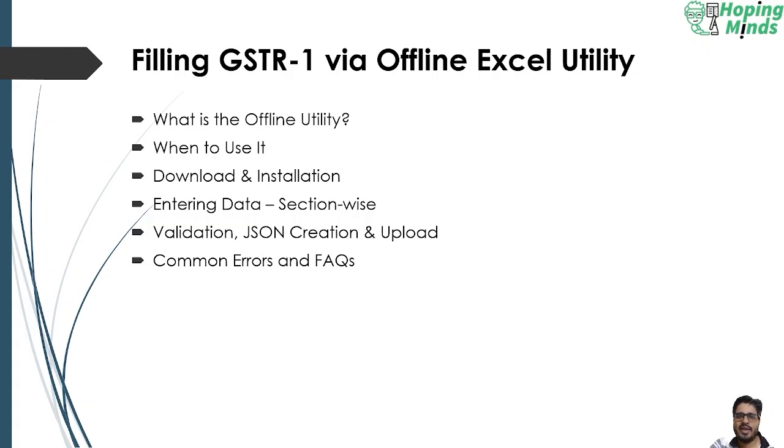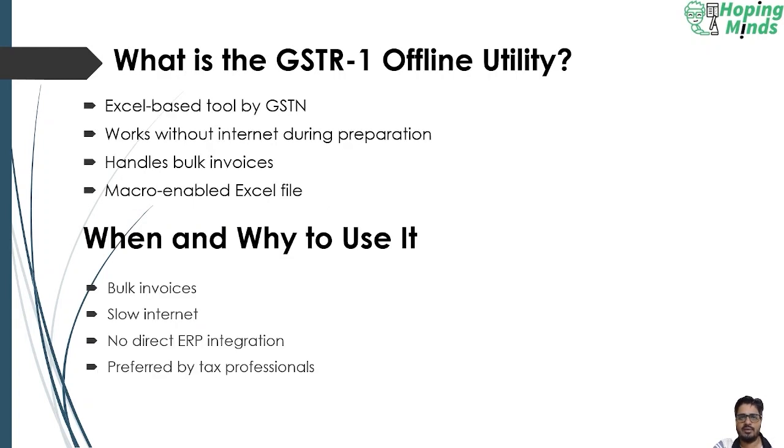So filing of GSTR-1. In this segment, we are going to study what is the offline utility, when to use it, downloading and installing this utility in our system, then entering data, that is section wise data, then validation, JSON creation and uploading the final output file, and the common errors and frequently asked questions relating to GSTR-1 filing using this offline Excel utility.